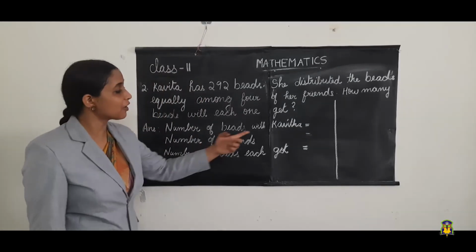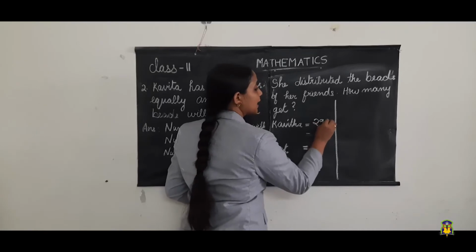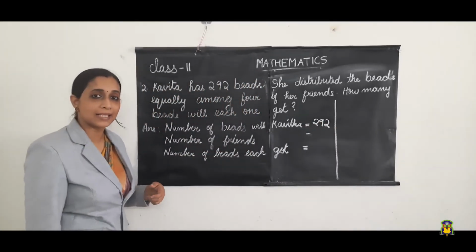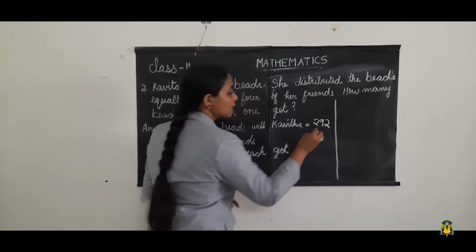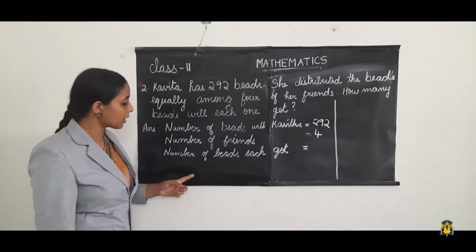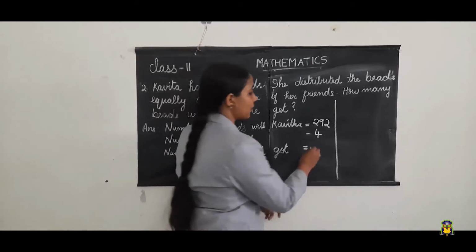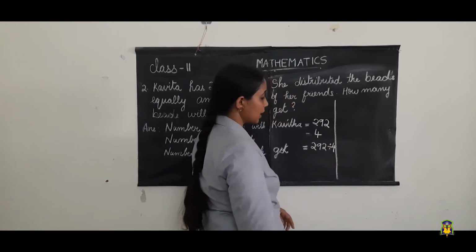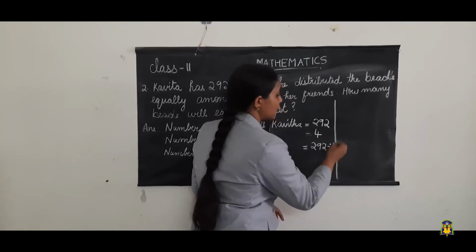What is the number of beads with Kavita? It is 292. How many friends does Kavita have? The number of friends is 4. And what do we have to find out? We have to find out the number of beads each got. So what do we have to do for that? 292 divided by 4.